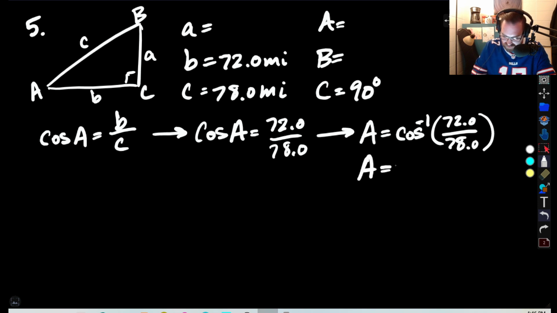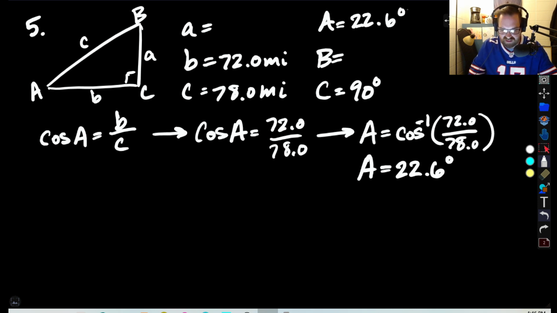So A is going to equal, what was it? 22.6 degrees. Oh, gotta move. This overheating is driving me nuts.